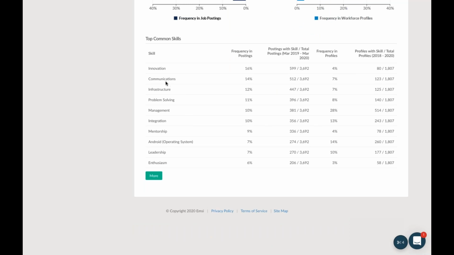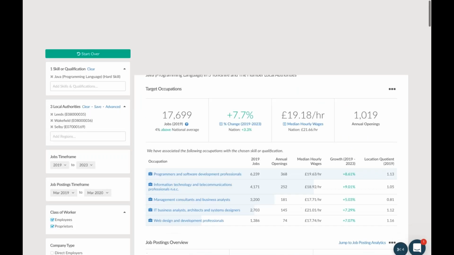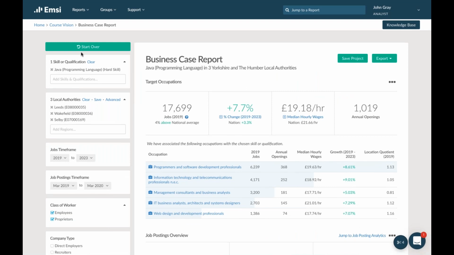So we can clearly see here that those jobs advertising for the Java programming language also want people to be innovative, have good communication skills, and be good at infrastructure and problem solving. So a really nice way to look at and cut the data.